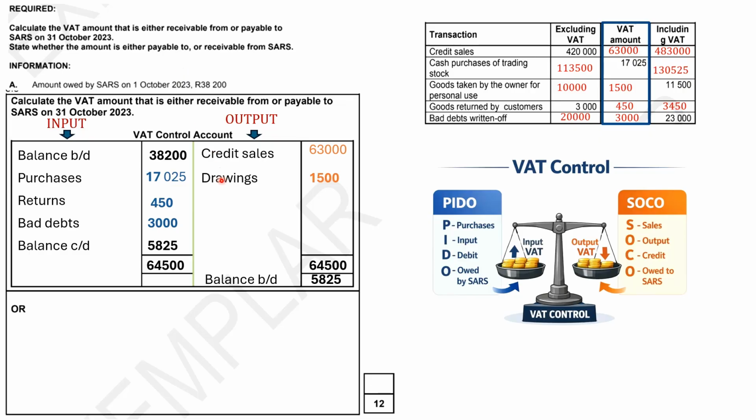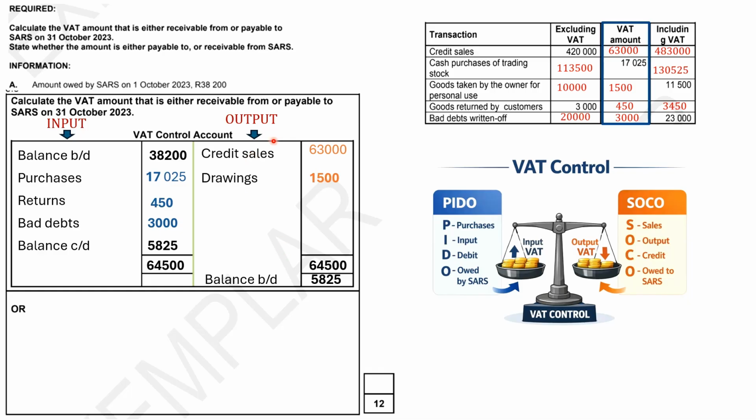So if we were to answer this question, since they said state whether the amount is either payable or receivable, we're going to say it is payable because our balance brought down is on the credit side. Please don't forget to conclude in your answer book, write payable to SARS. There's an amount for that. Okay, we are given a second option to write the transactions here instead of using this table method.